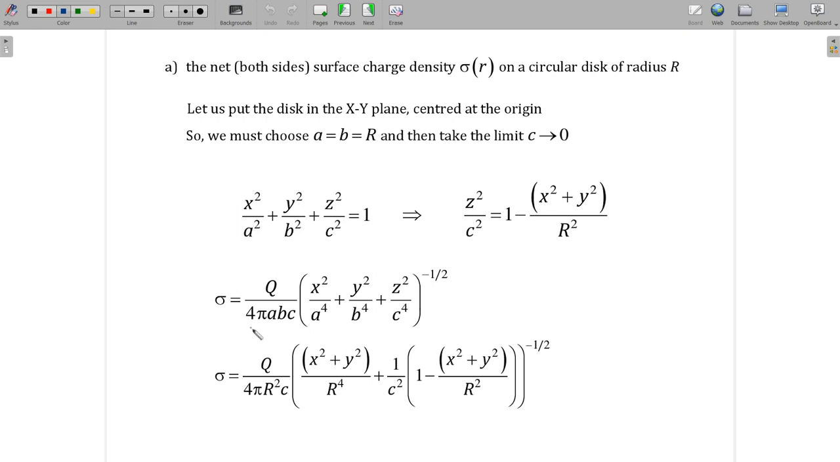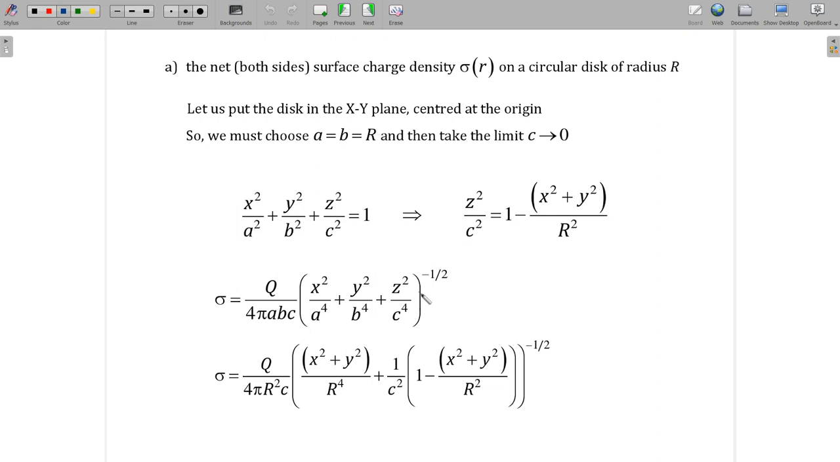So this is the given formula for the surface charge density on the ellipsoid. If I just put in c equal to 0 here, then this will go to infinity, and it doesn't make sense. The quantity outside is also going to infinity. So I first transform this formula into a form where if I apply the limit c going to 0, I get a meaningful answer. That is my process.